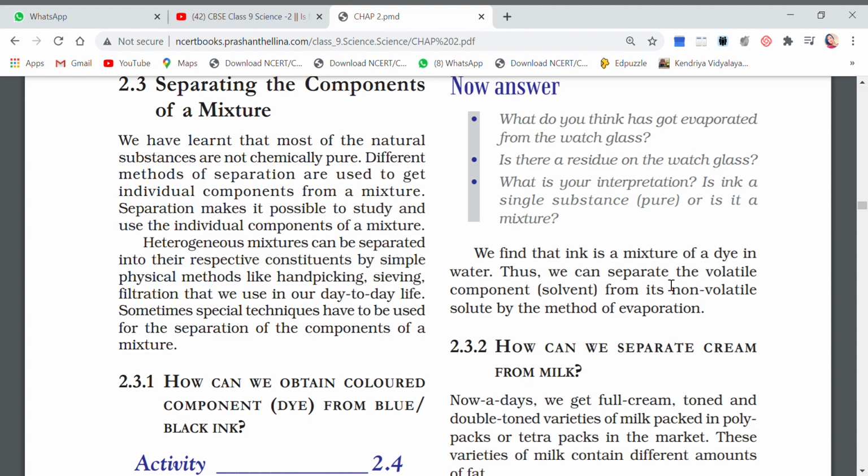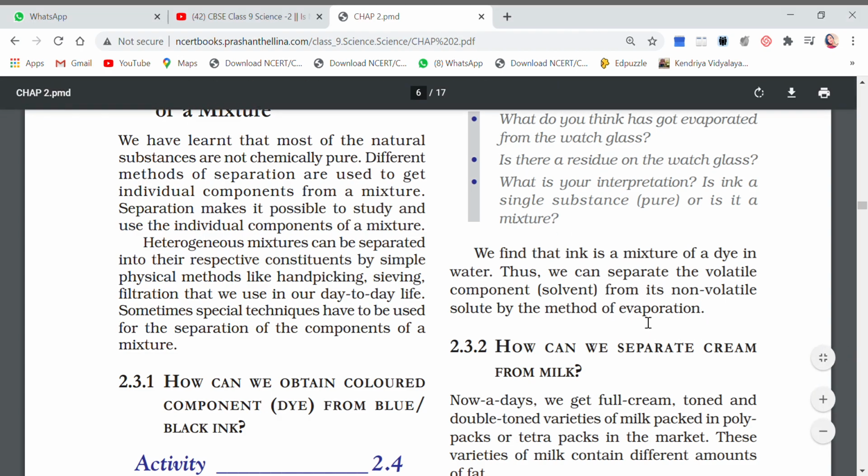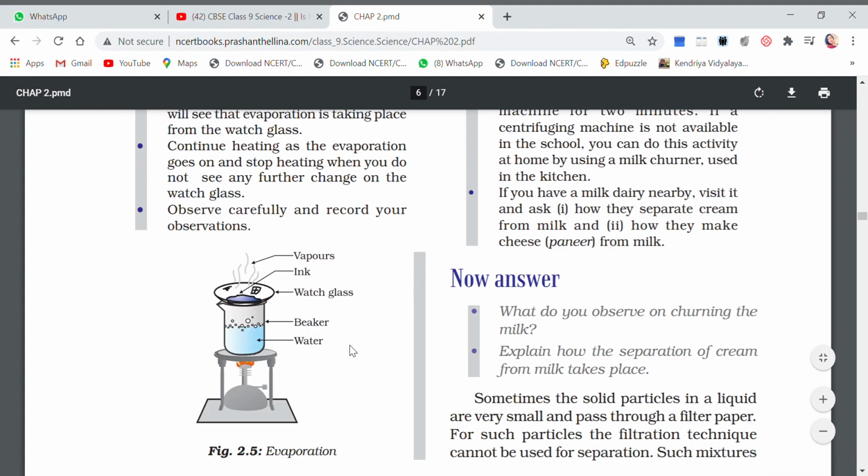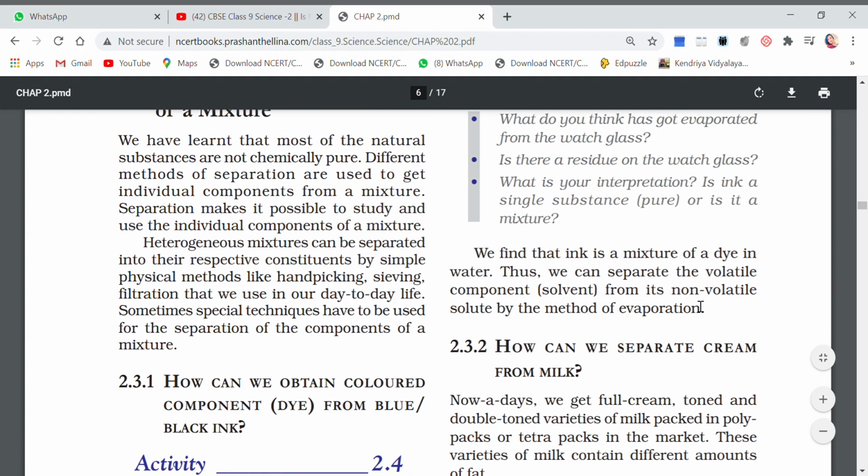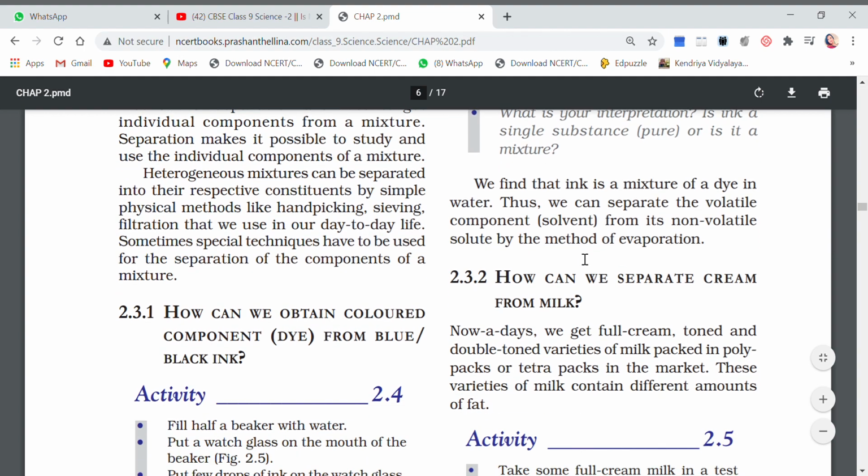Now if there is a mixture where one component is volatile and the other one is non-volatile, you can separate that kind of mixture by evaporation. Okay, you can separate the mixture by evaporation. Understood? I hope this is clear. If there is one component which is volatile and another component which is non-volatile, you can separate the mixture by evaporation. So now children, you have understood.